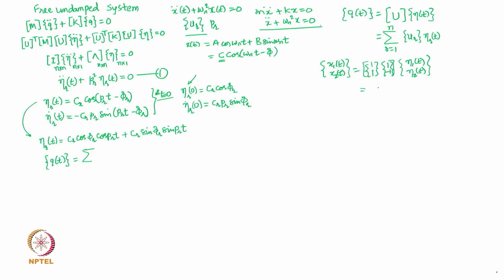Now you can show that when you do that multiplication, it does really turn out to be the sum for r equal to 1 to 2 of ur times eta r(t), right? You can do that multiplication and show that this is indeed true. Okay, so instead of this, we will be using this summation series to represent the physical response.